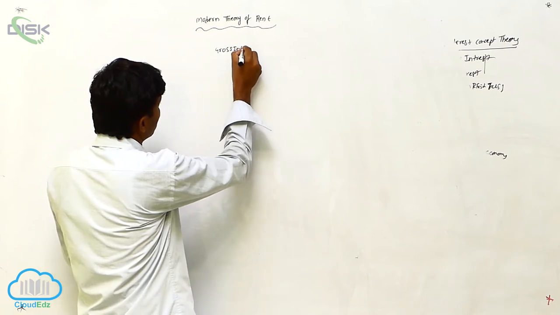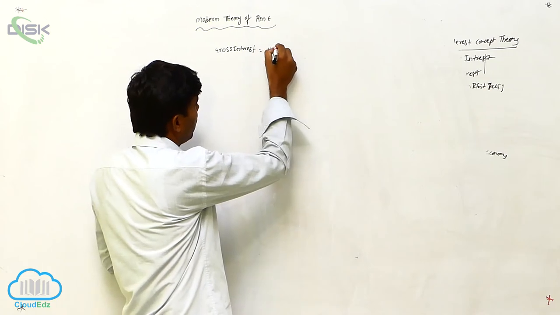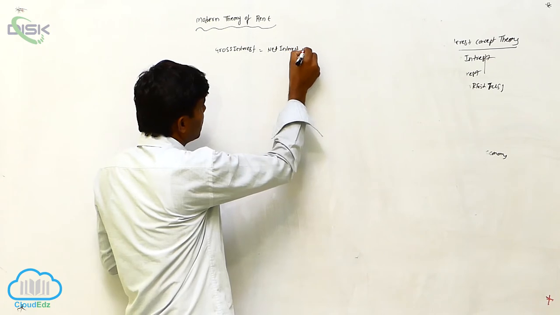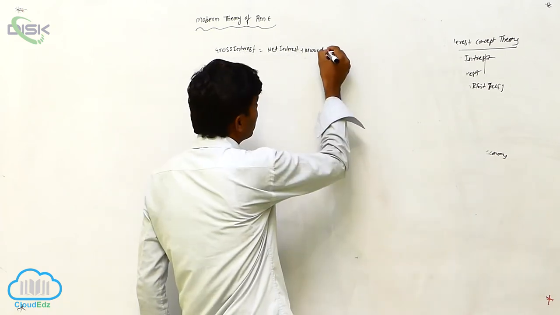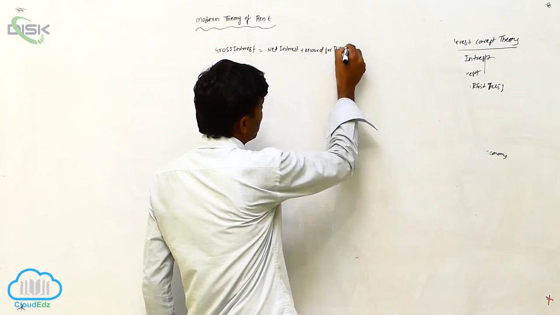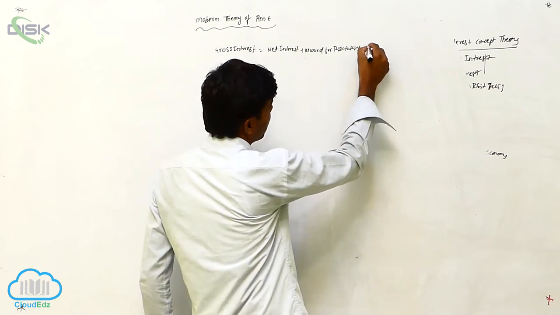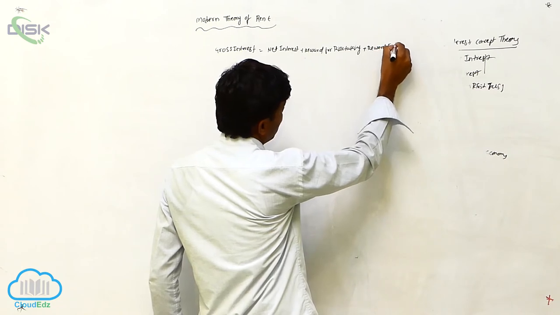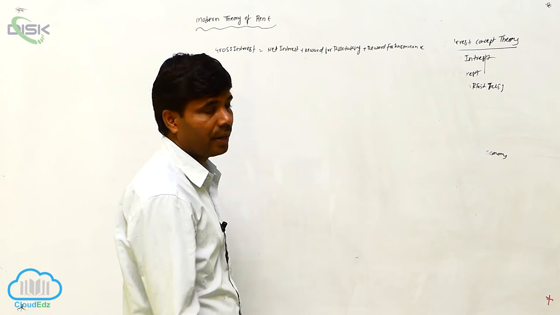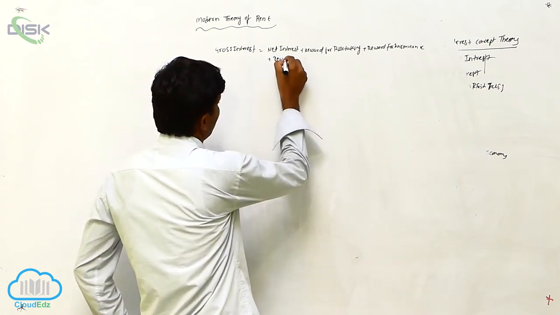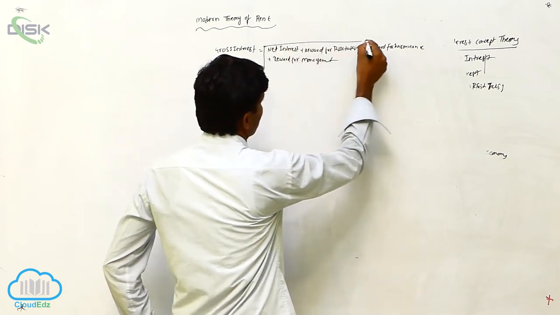Okay, so here we go to gross interest. Gross interest is equal to net interest plus reward for risk taking plus reward for inconvenience plus reward for management. So this is called gross interest.